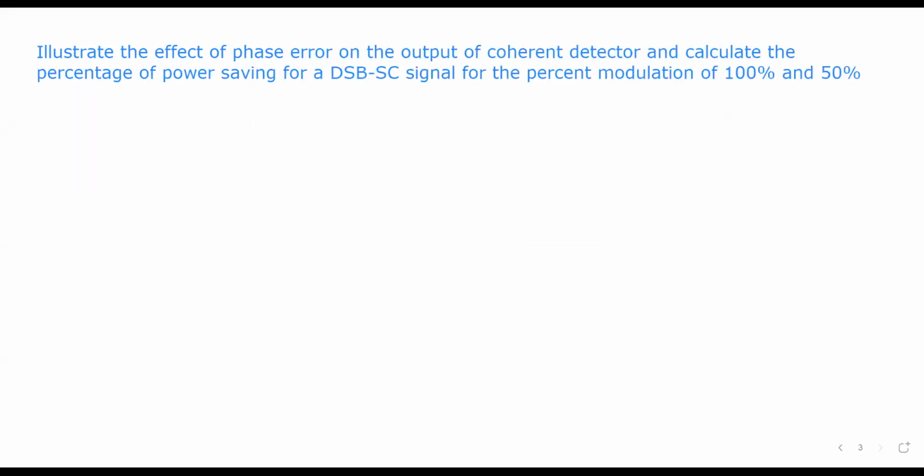And here's the question. Just go through it once. Illustrate the effect of phase error on the output of coherent detector. So here we have to simply take the coherent detection of double sideband suppressed carrier, followed by a problem. Calculate the percentage of power saving. So we have to show that the power is saved when 100% modulation is done and 50% modulation is done.